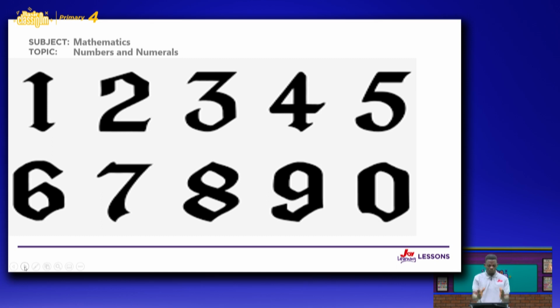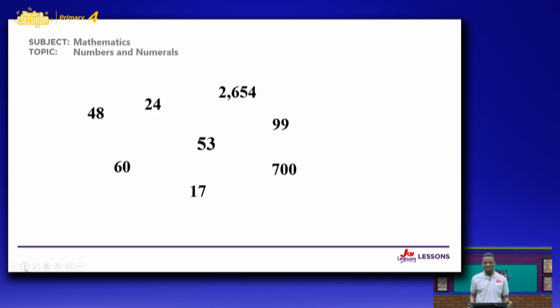Then after this, apart from these first 10 numerals, which other numerals can you make mention of? Give me some of the numerals that you can mention. So we can think of numbers like 48, 24, 99, 700. We first have the first 10 numerals, which are 1-digit numbers. We can also have 2-digit numbers, 3-digit numbers, 4-digit numbers, and so on.